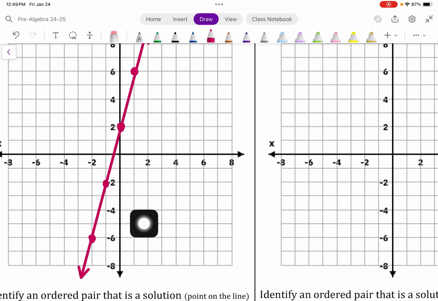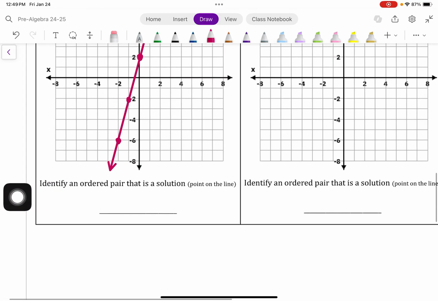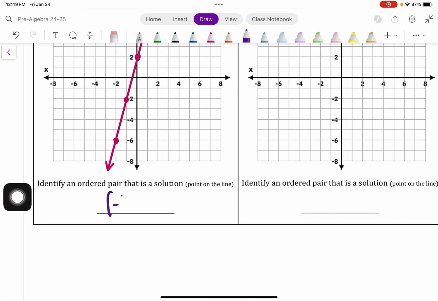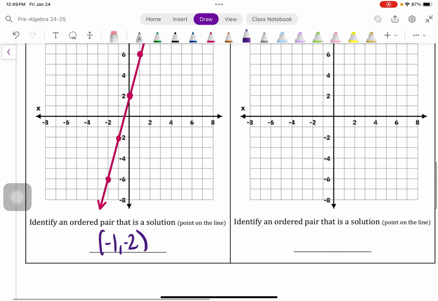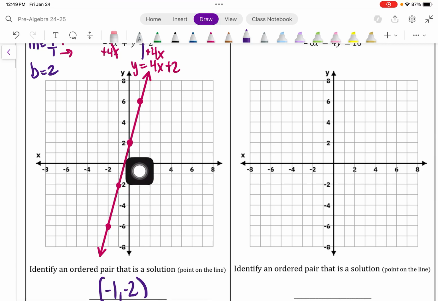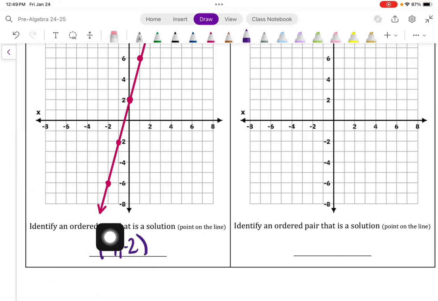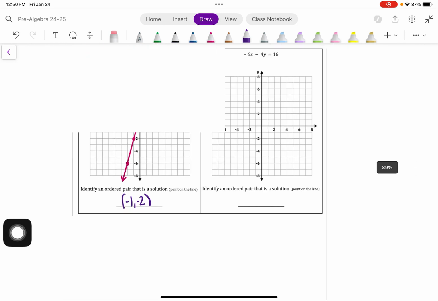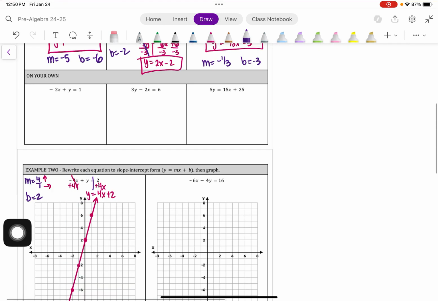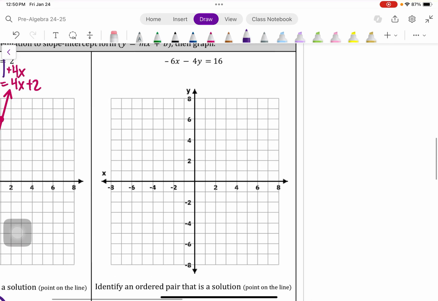I'm going to pick a point that's not the y-intercept, just to reiterate how to write it. So this would be -1, -2. Granted, you could have picked this one, -2, -6. You could have picked this one, which is 0, 2, or this one, which is 1, 6. All of those are solutions. So if you get a question like this on a quiz, there will be multiple options that you could pick. All right, one more and then we're done, guys.